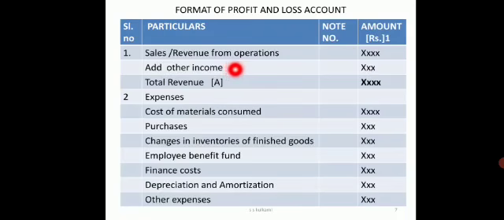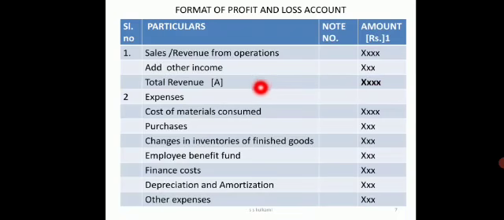Next, any other income that exists, that is income from rent received, discount earned, interest received, dividend received, all these are other incomes which have to be added to the sales income. If any excise duty is deducted, the same has to be reduced and the total income has to be taken as revenue A, total revenue A.